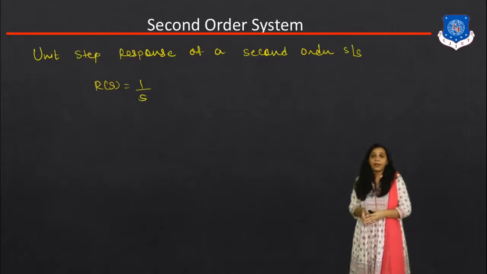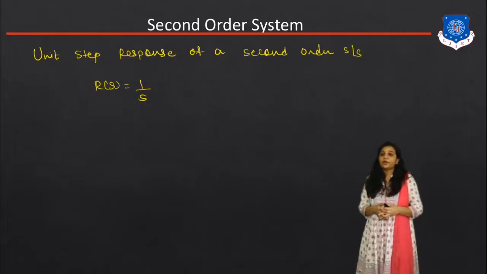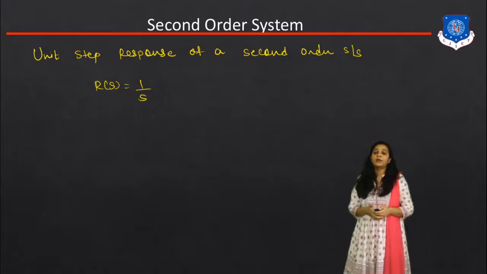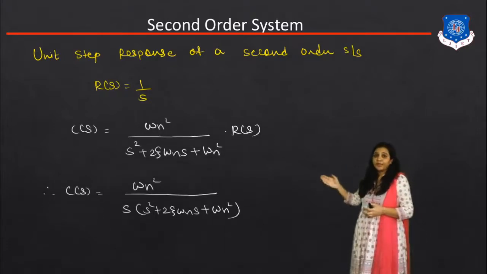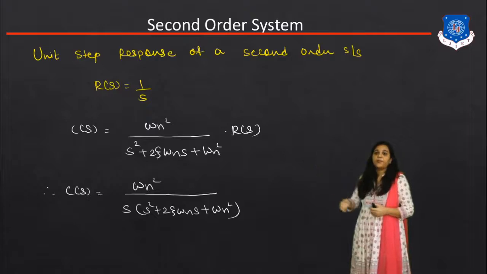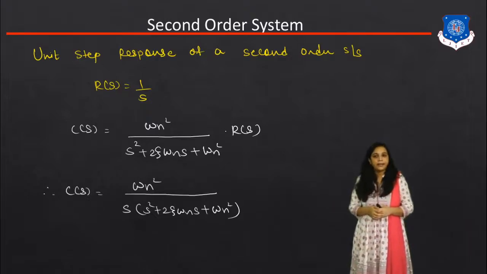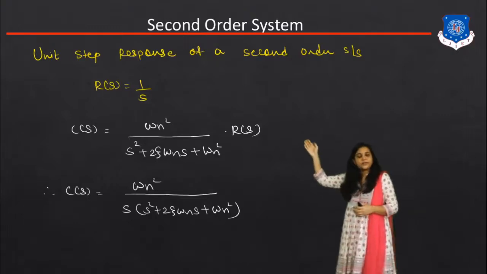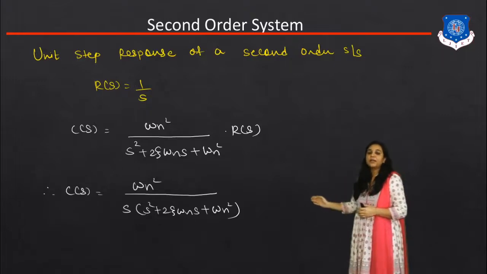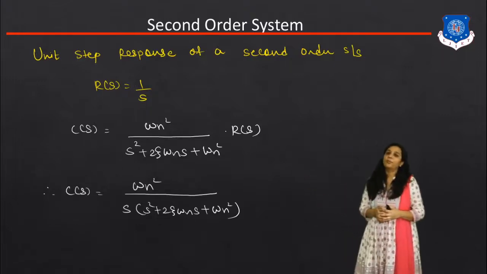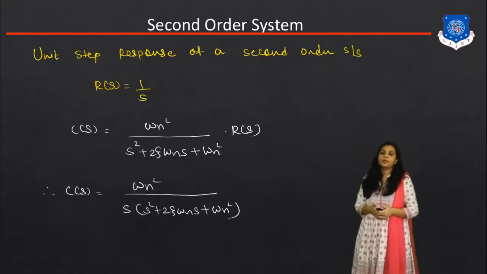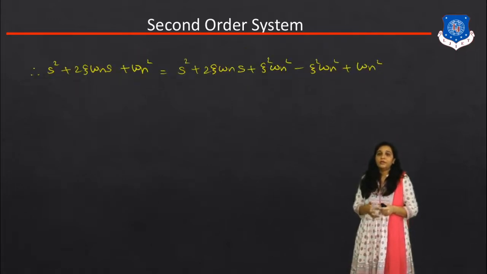Now we have to apply the unit step input to the second order system. What is the Laplace of the unit step input? R(s) is equal to 1 by s. So we get C(s) equal to omega n square upon s square plus 2 zeta omega n s plus omega n square, into R(s). Now put R(s) equal to 1 by s in this equation, and we get C(s) equal to omega n square upon s(s square plus 2 zeta omega n s plus omega n square).